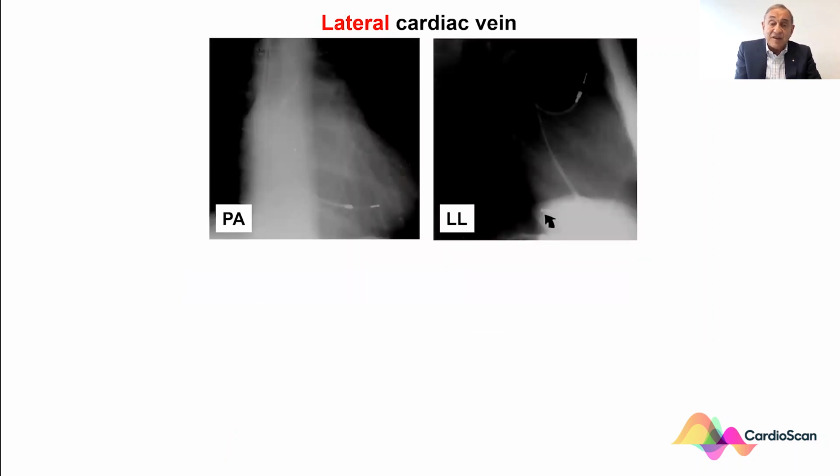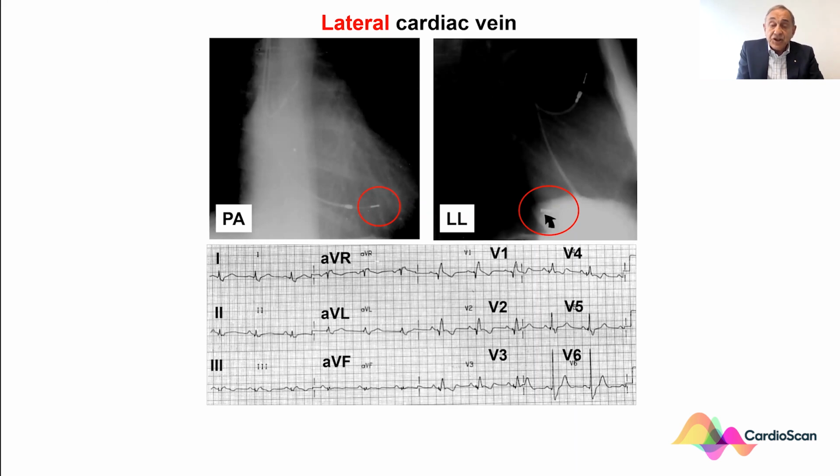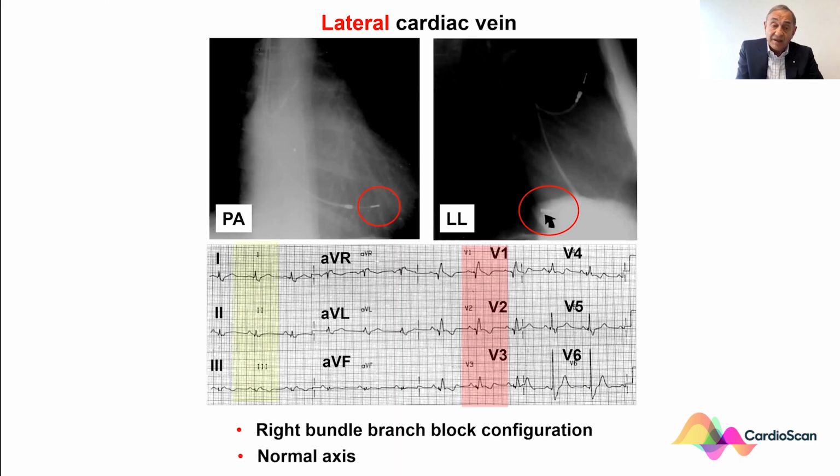Here you can see a demonstration of the lead lying in a lateral cardiac vein, a little higher up on the silhouette of the heart, and going posterior, meaning that it's on the epicardial surface at the back. The ECG shows, of course, right bundle branch block configuration, and now because the lead is higher, it is no longer a left axis deviation, but rather a normal axis.